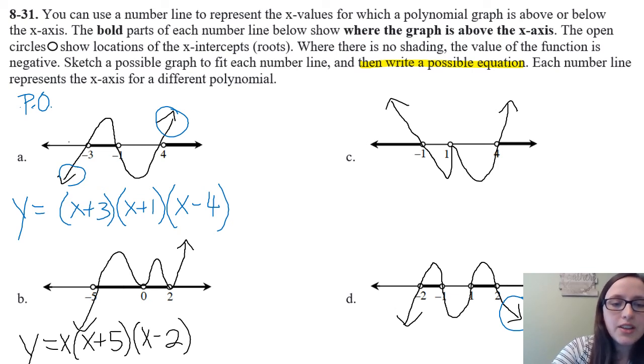Since these two roots are bounced at the graph, so they bounce off of the x-axis, that means that those two factors are going to have a square. So this should be squared and this should be squared. So my overall equation is y equals x squared times x plus 5 times x minus 2 squared. You don't want to forget about those. Okay? So you guys try C and D and check your answers with my PowerPoint.